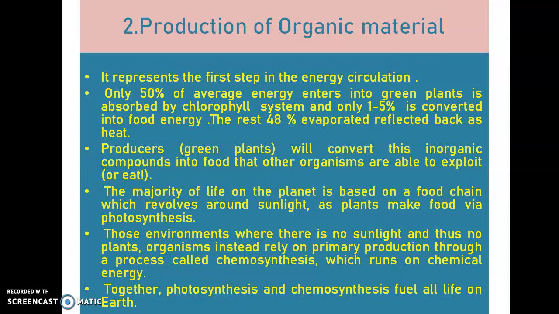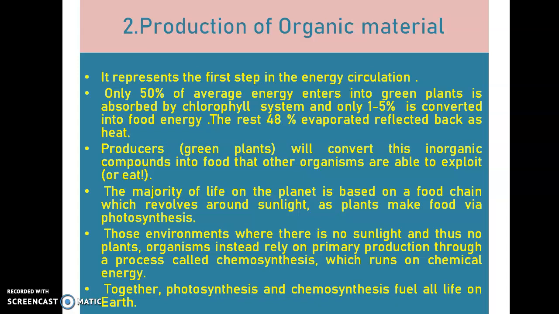The second stage is called the production of organic material. By using the solar energy, the green plants synthesize organic material, and hence it represents the first step in the energy circulation. Only 50% of the average energy entering the green plants is absorbed by the chlorophyll system, and out of this 50%, only 1 to 5% is converted into food energy in the form of organic material, and the rest, 48%, is evaporated or reflected back as heat.